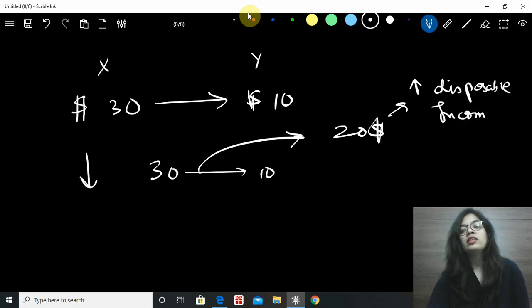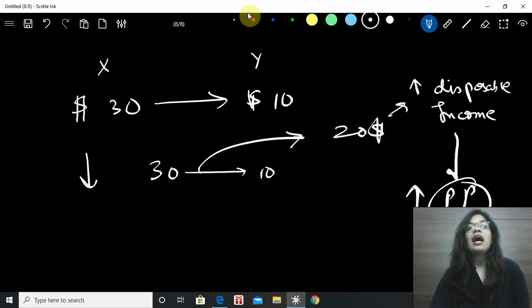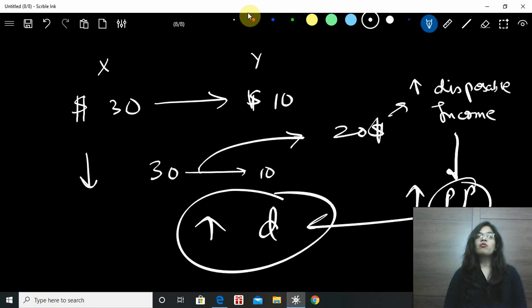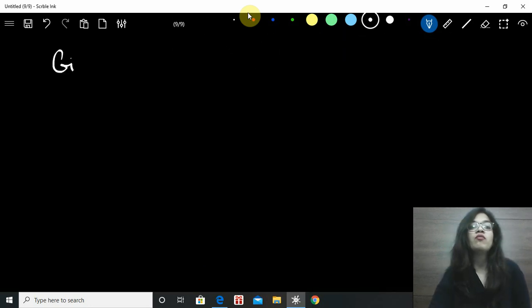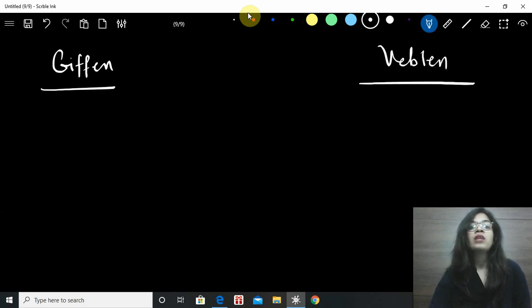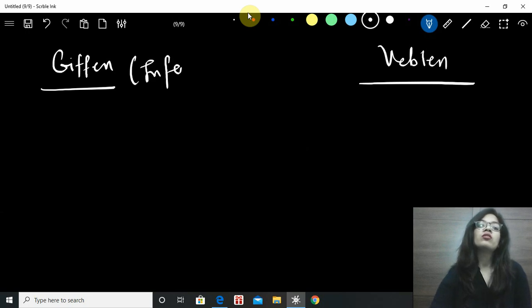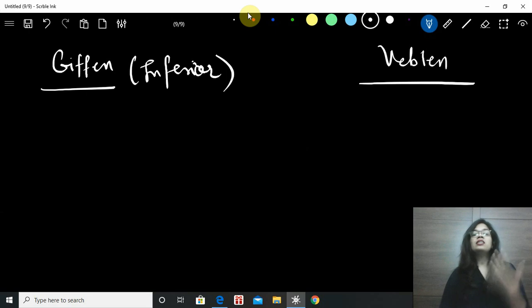Now since this increases, there is an increase in my purchasing power, and this causes an increase in demand due to income effect, right? Now what happens in the two special kinds of goods, which are Giffen goods and Veblen goods? Let us understand this. Now, Giffen goods are a type of inferior goods. Most students get confused in this, so please pay attention. It's a type of inferior good.